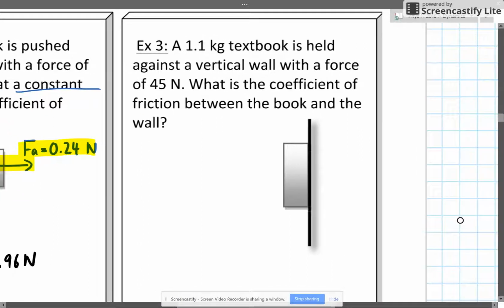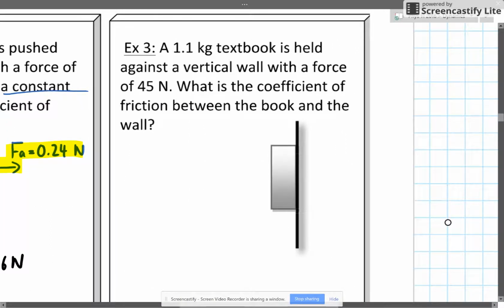All right, now here is the last example for today's class on surface friction. Now, this one is going to be very interesting. This is not a diagram drawn wrong. This is actually what it's supposed to be. On the right hand side, you have a wall, and on the left hand side, you have a book.